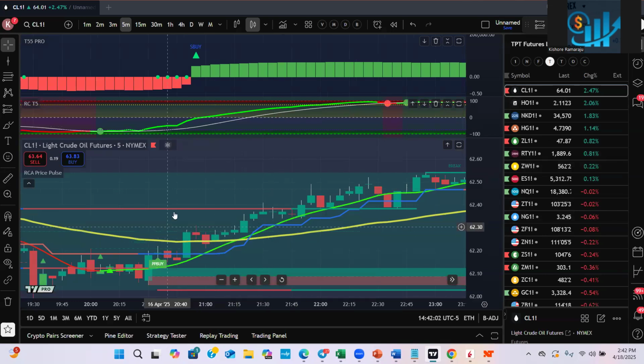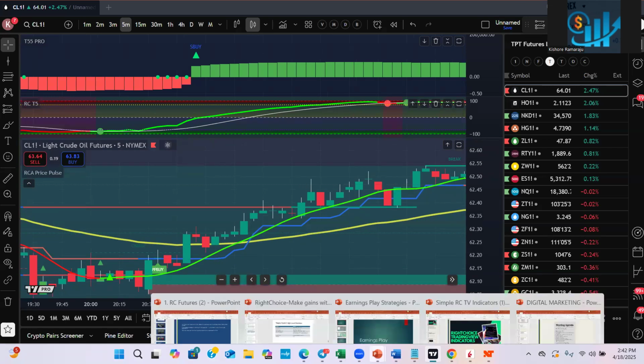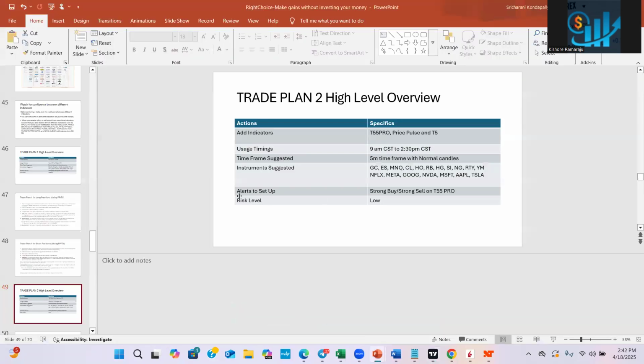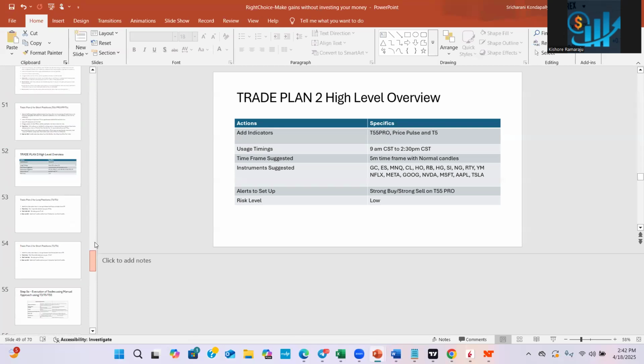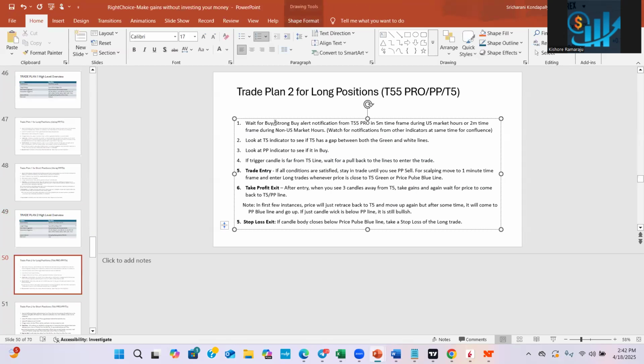So like this, again, you can use the strategy with stocks, options, futures, currencies, whichever you want. Here the criteria is you are setting a strong buy, strong sell on T55 Pro. Whenever you receive that notification, wait for a strong buy alert from T55 Pro in 5 minutes during US hours, 2 minutes during non-US hours.